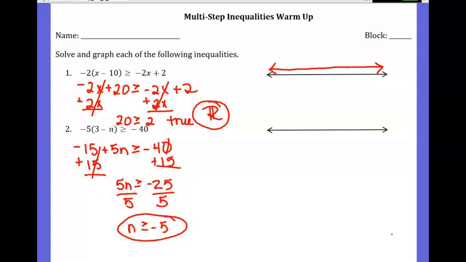So to graph n is greater than or equal to negative 5, if this is 0 on the number line, negative 5 is about here. I know I'm going to have a colored in circle and it's going to go to the right.